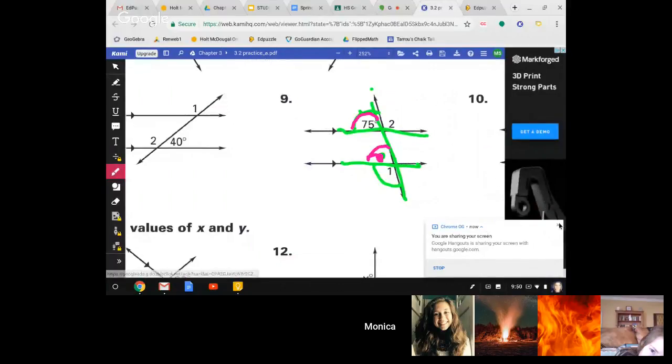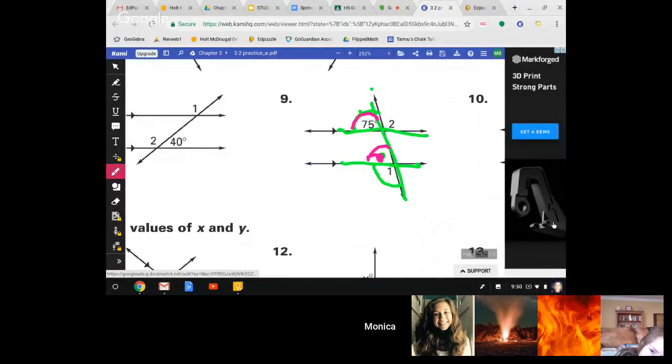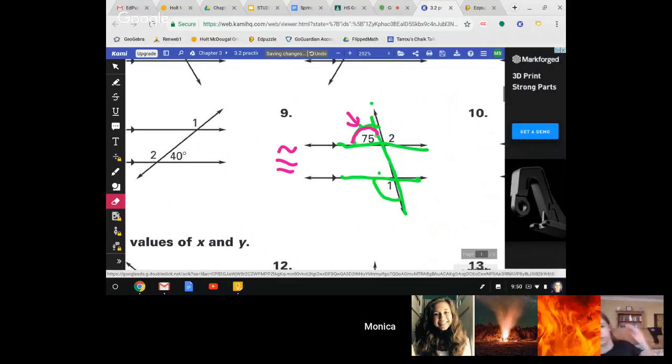Okay, so this angle here and this angle here would not be supplementary. If they're corresponding, the angles are congruent, okay? So if we know this one is 75 here, then we would know that this one is 75, okay? And if this one is 75, how would we figure out that one?